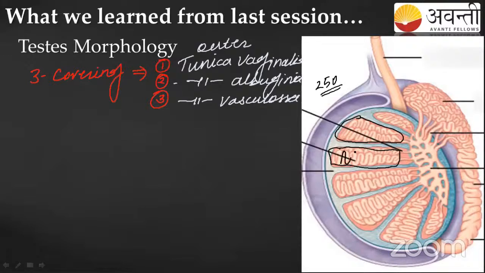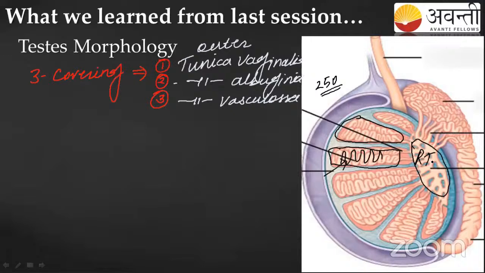You can see here the seminiferous tubules. This is a coiled structure, known as a seminiferous tubule. Each compartment contains a seminiferous tubule. You can see this is the rete testis, which we already discussed. It is a network of tubules, known as the rete testis.